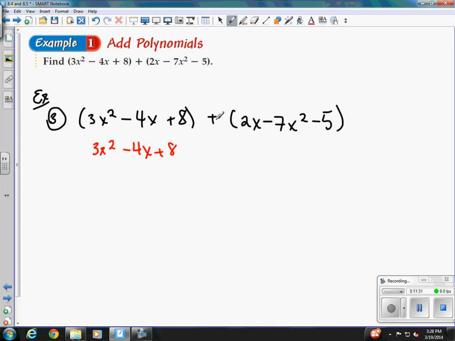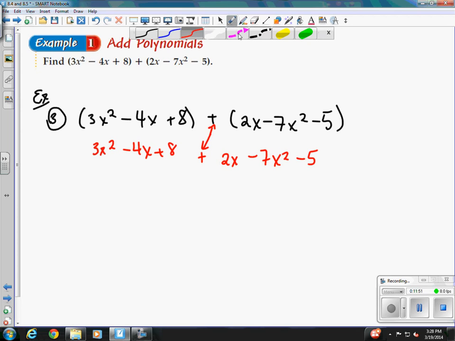Now, this plus sign doesn't change anything. So it just drops down. Now look in this second parenthesis for any like terms. I have an x. I don't have any others. I have an x squared. I don't have any others. So it too just drops down as is.